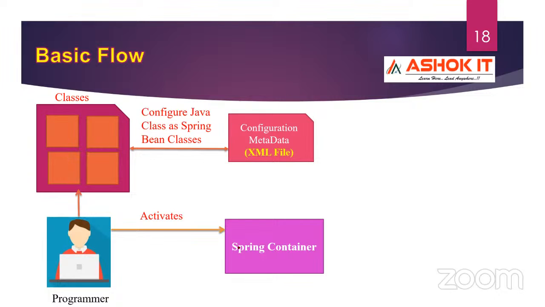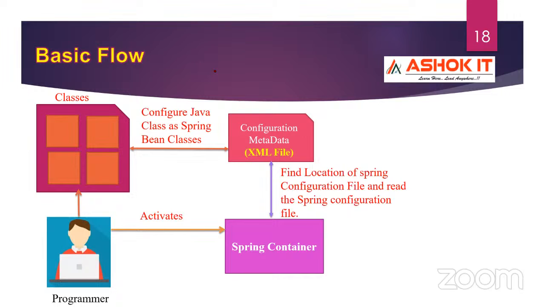Yes. So once the Spring container is activated, what does it always try to find first, guys? The Spring configuration file. Once the Spring container is activated, it finds the location of the Spring configuration file, reads that file into memory, and loads the bean definitions into memory.